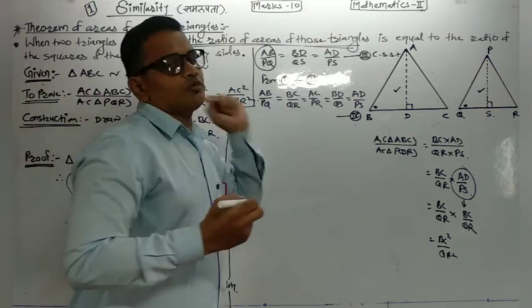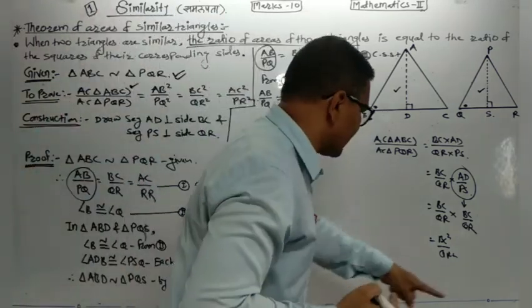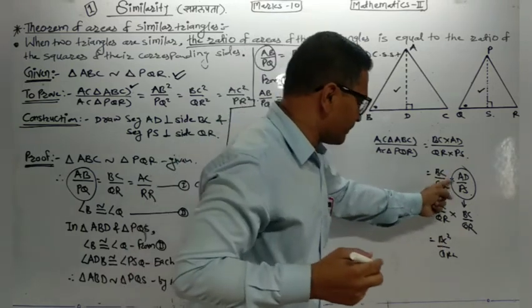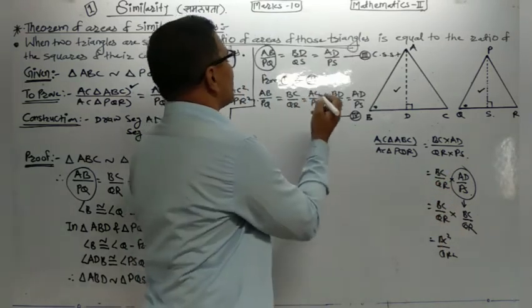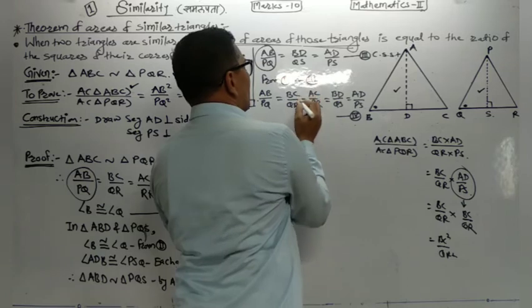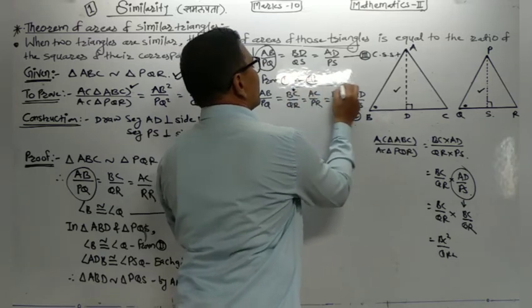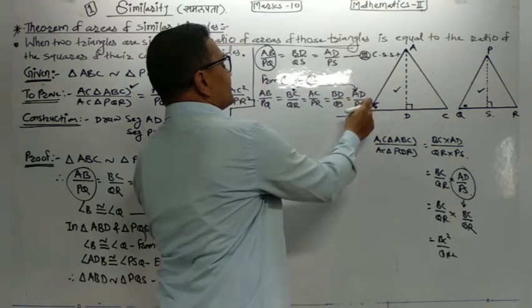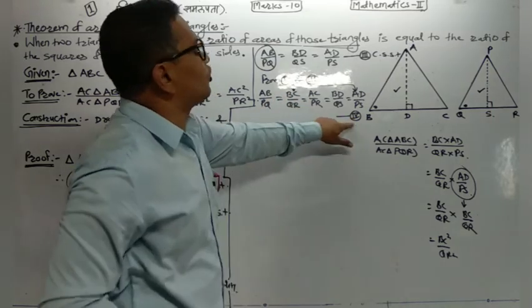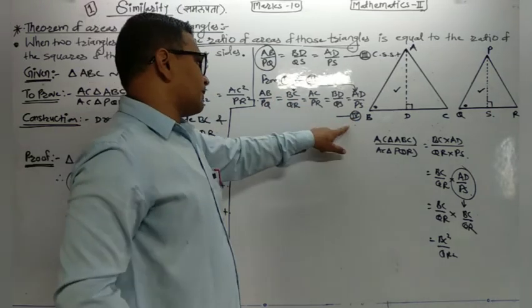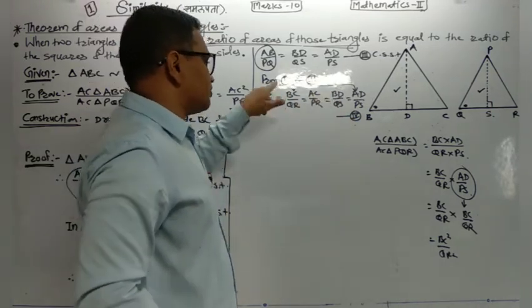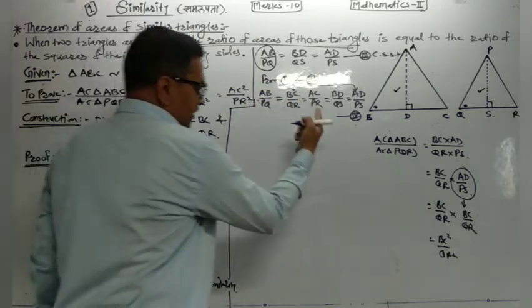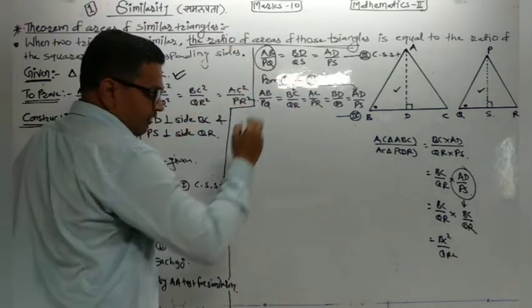Now this is what we want to prove here. Because we have proved that AD by PS equals BC by QR. We have proved that AD by PS equals BC by QR in the fourth statement. Understand? From this fourth statement we can write here.